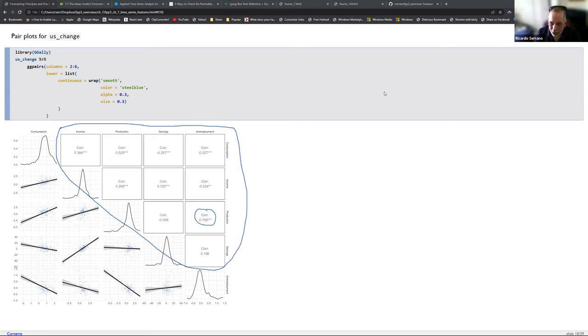In other words, when production goes high, unemployment goes down. When production goes down, unemployment goes high. It's like a seesaw, right? And the points follow the smooth line, the model line. If you go to unemployment and production, let me draw another line here. This one. As you can see, the correlation is negative, so that means that the slope is going to be negative too. It's not going to be positive.